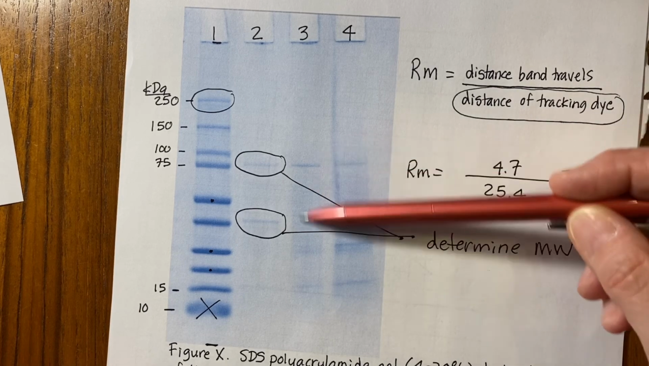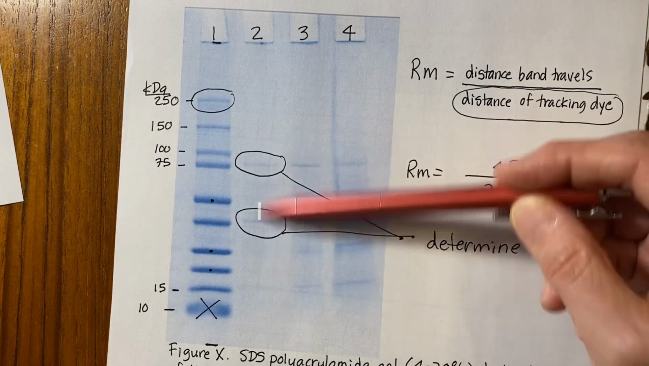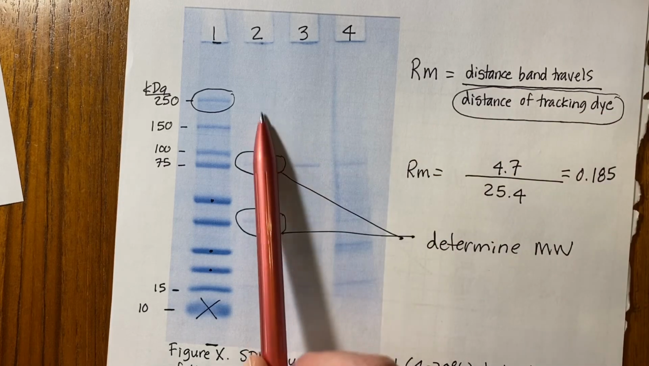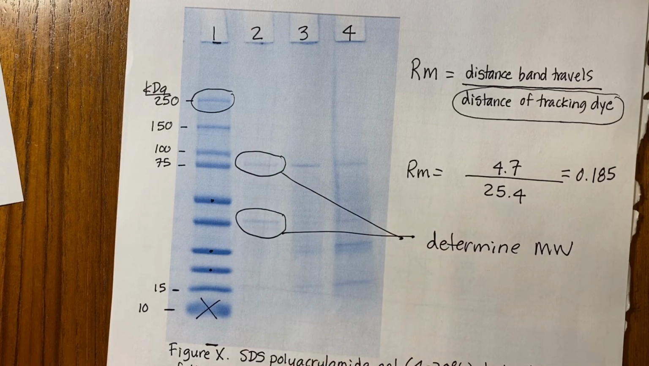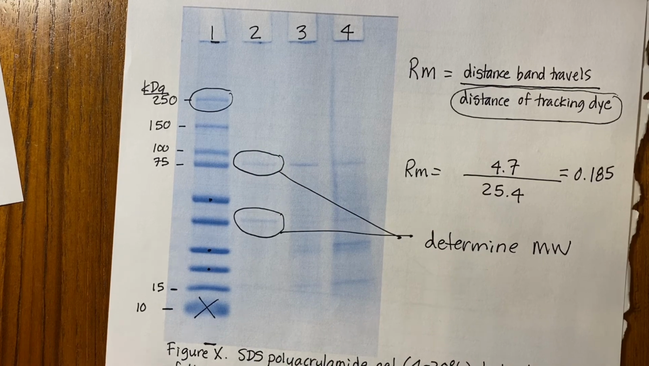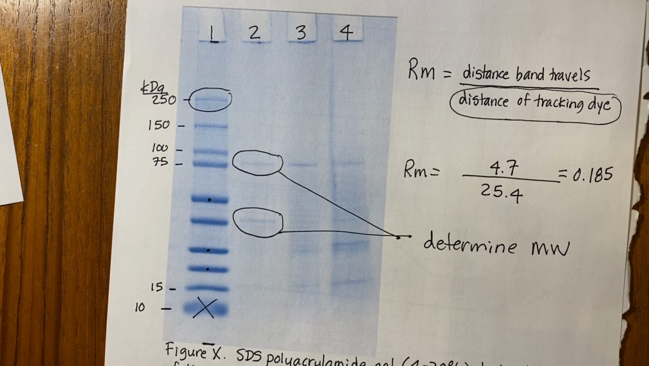So you compare the amount of bands in these two lanes to this lane. And if there are fewer in this lane than these two lanes, you can say that the gel filtration column helped to purify it because a lot of the protein's gone. So that's the last thing you can use this gel for.